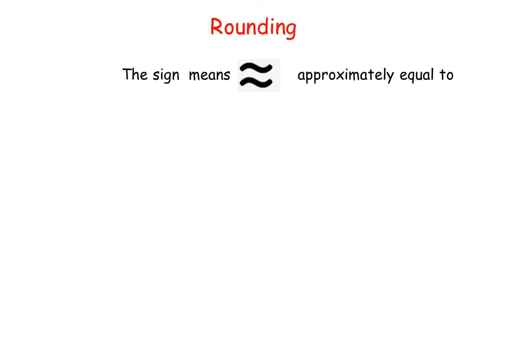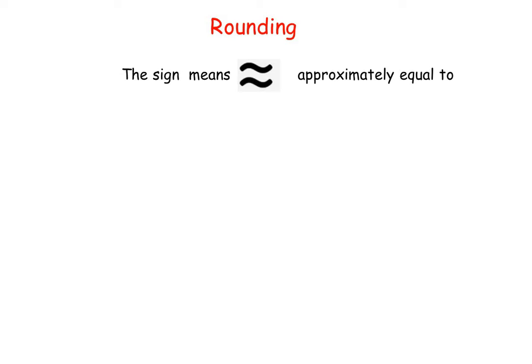Perfect. Right. Now I want you to see this sign. This sign means approximately equal to. So when I round any number, I need to use this sign, and it shows that this number is approximately equal to, about equal to. It's not the original one, but it's about the original one.